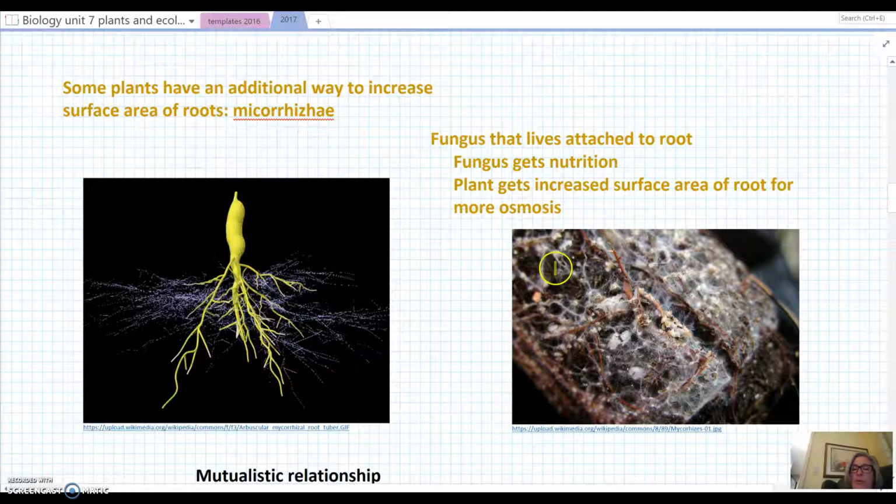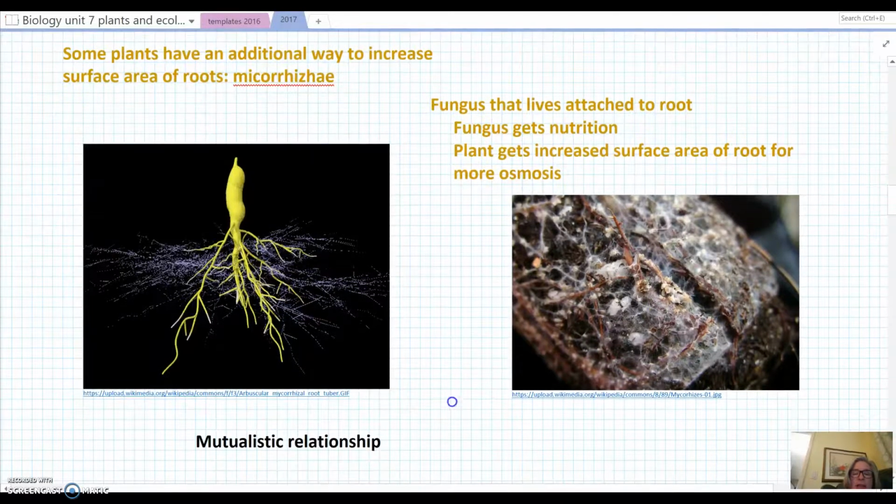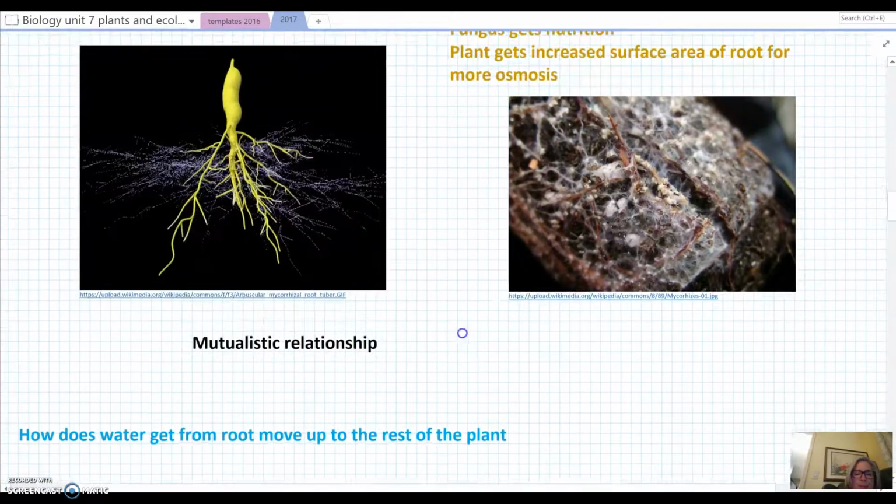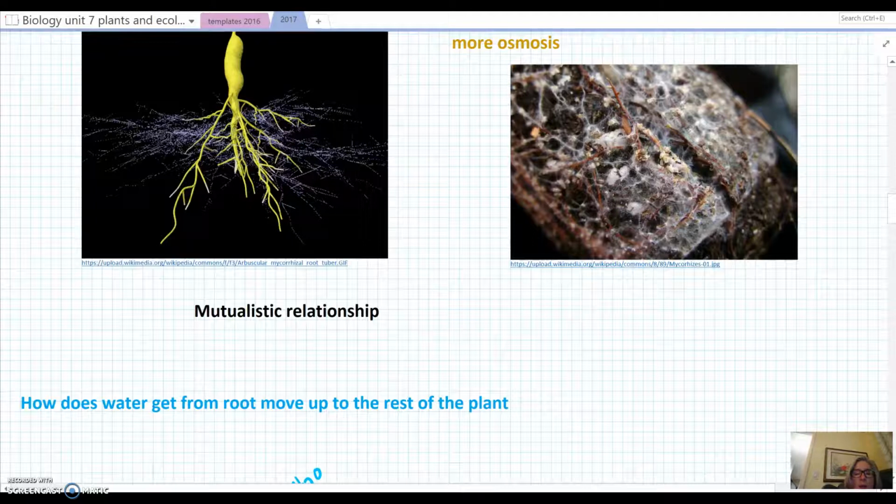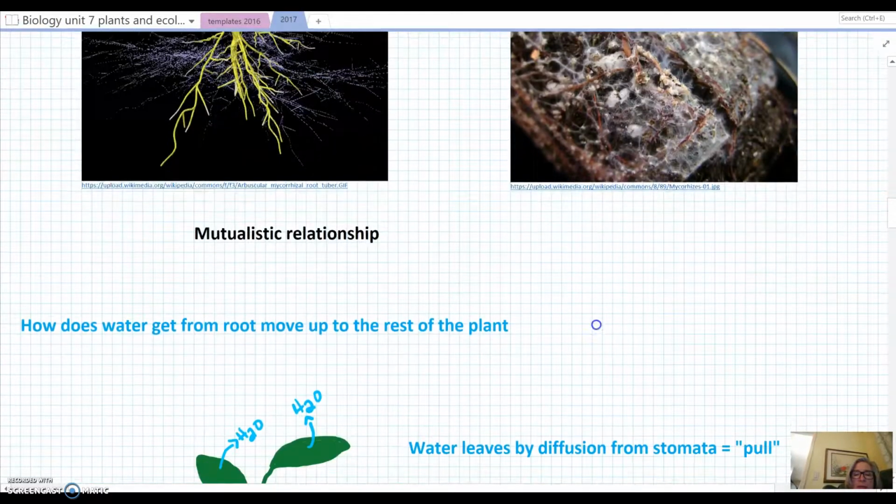If you look at the picture on the right, the little white parts here are the fungus mycorrhizae and the brown part are the root hairs. You can see how much more surface area this plant is getting from being in this relationship with the fungus. This is the first example we're going to talk about of a mutualistic relationship where both parties benefit by working together. Now, once the water gets into the root, how does it move up to the rest of the plant?